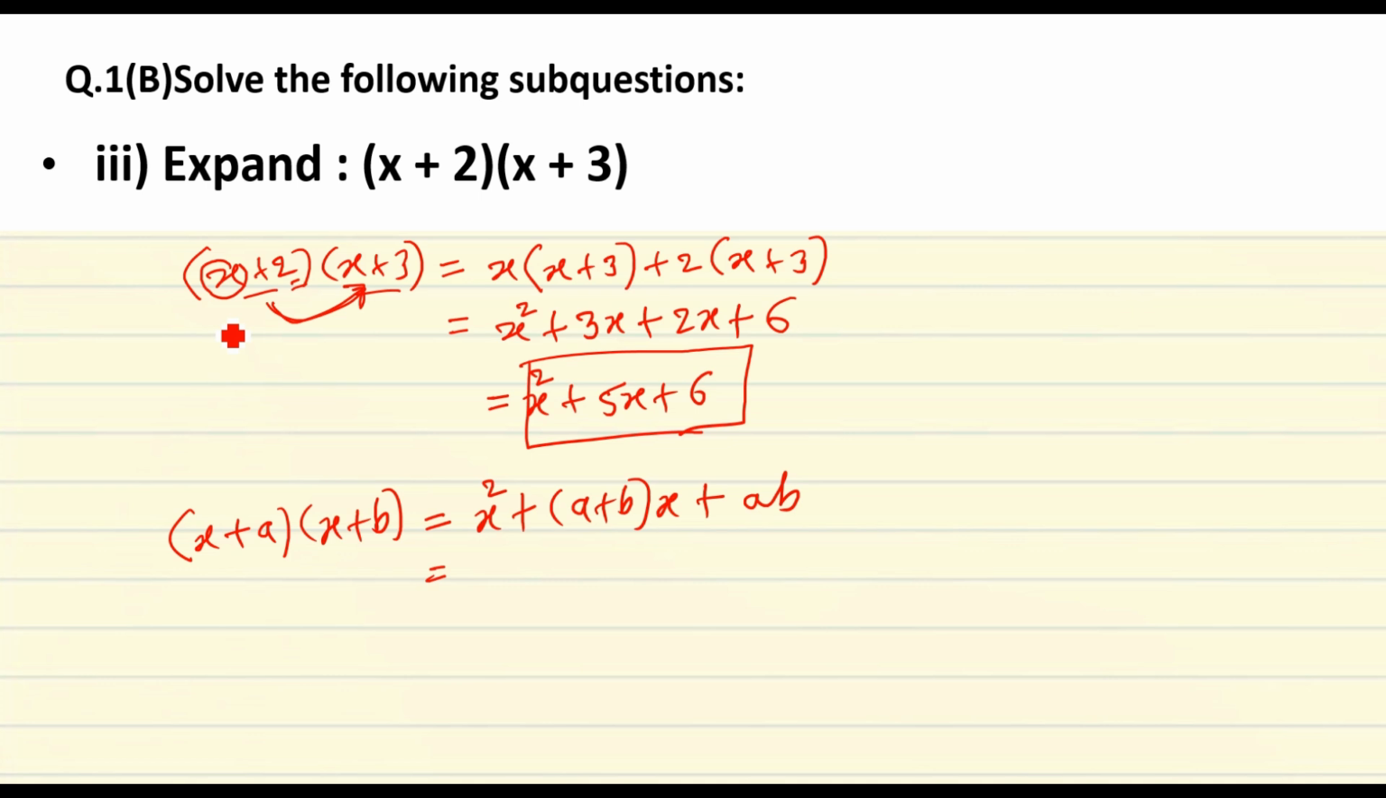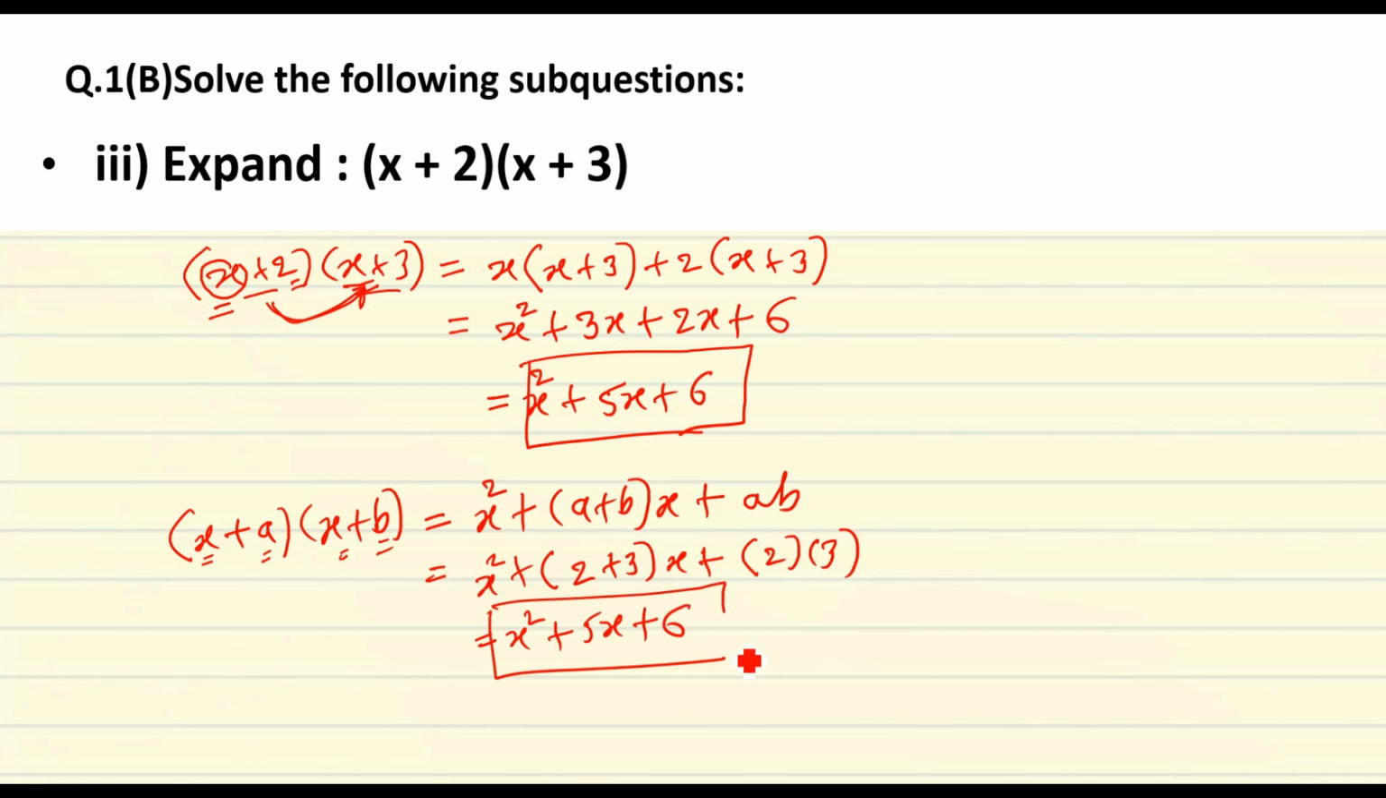See, the x and x are the same in both brackets. a will be replaced by 2 and b will be replaced by 3. So this is x square, a is 2, b is 3, x is x, a is 2, b is 3, and therefore the final answer will be x square plus 3 plus 2 is 5x plus 6. So in this way also, by using the formula we can get the same answer. The formula is nothing but the extended version of that.